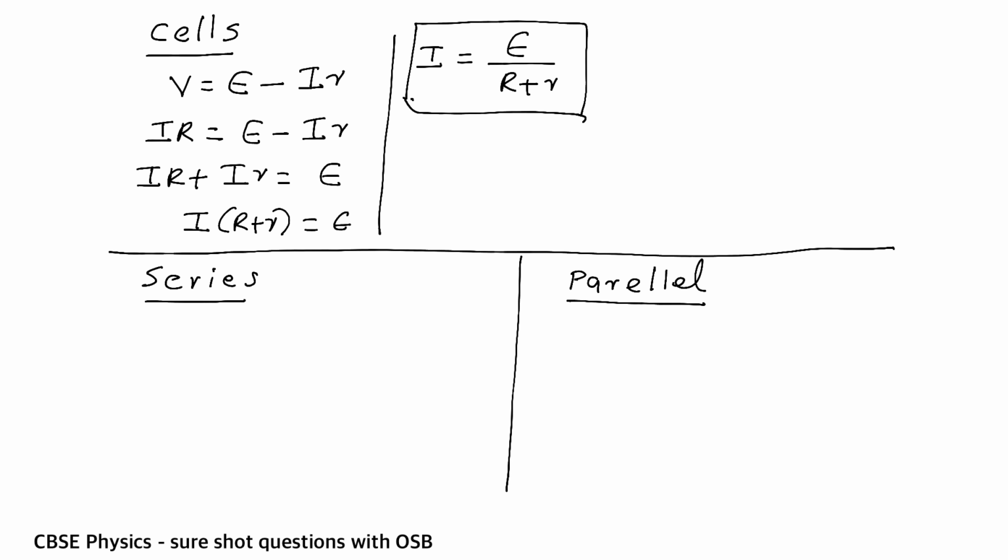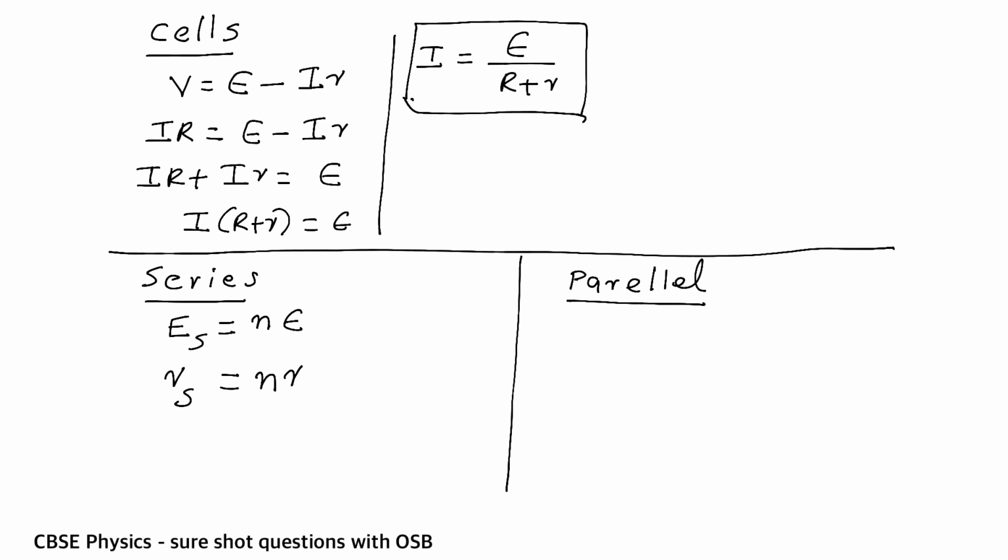Second thing is, if the cells are identical, then Es, the net EMF, is E1 plus E2 plus E3 like that, right? But E1 equals E2 equals E3 equals E. Then if you add, what you will get? nE. Keep that point in your mind. And what is the total internal resistance? That is nr. If the cells are identical, then Rs is equal to nr. All those things you must know, then only you can do this question.